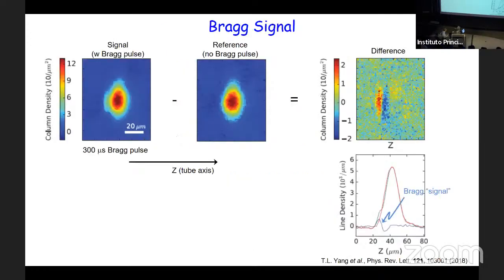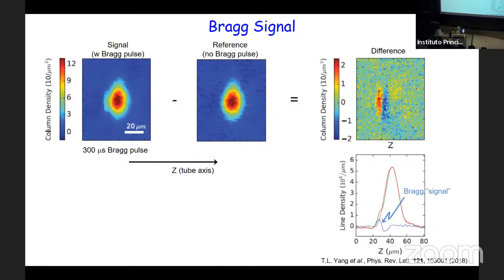All right, so this is what Bragg spectroscopy looks like. We take an image without a Bragg pulse, and this is an absorption image of the entire cloud in which the tube axis is horizontal here. And this is the case where we've introduced the Bragg beam. And you notice there's a little bit of a region here of the distribution which is cut away.